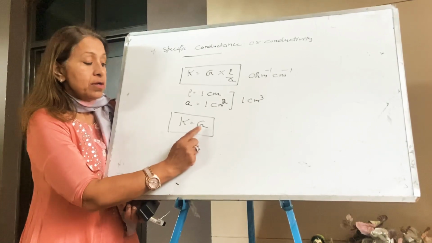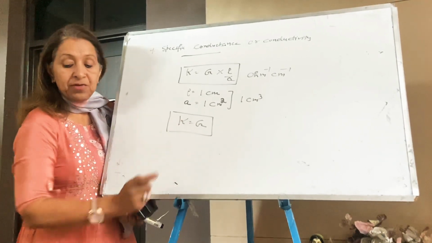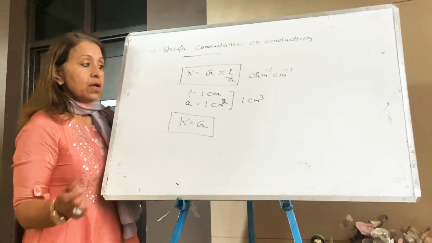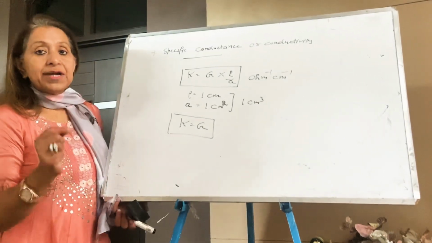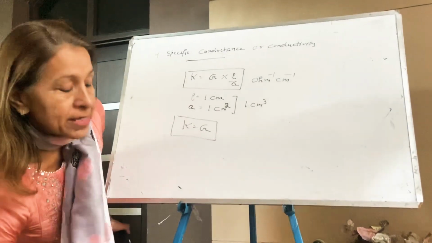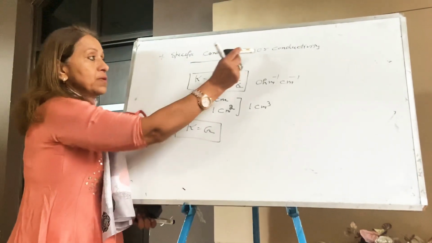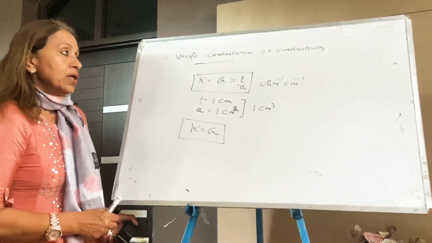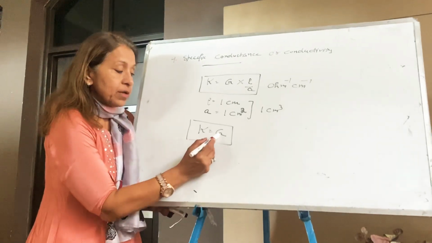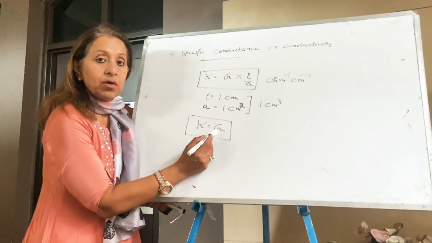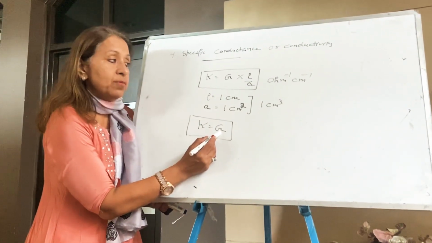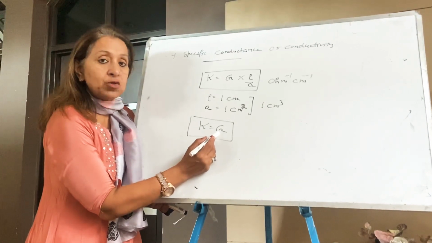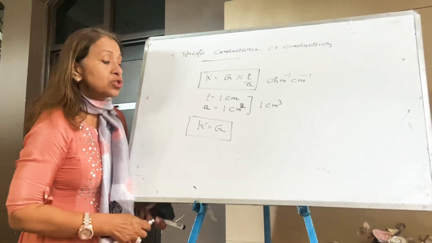Write down. Specific conductance or conductivity is the conductance of 1 centimeter cube solution. Now write down the subtopic: effect of dilution on K.